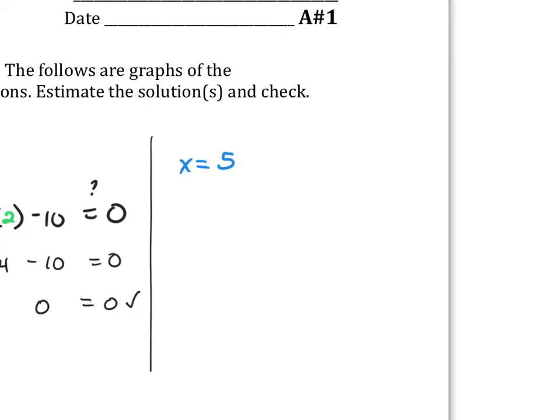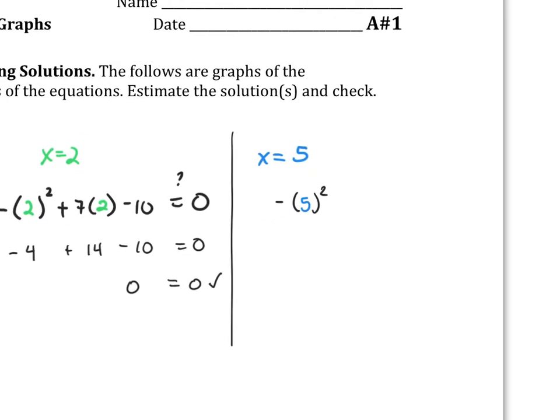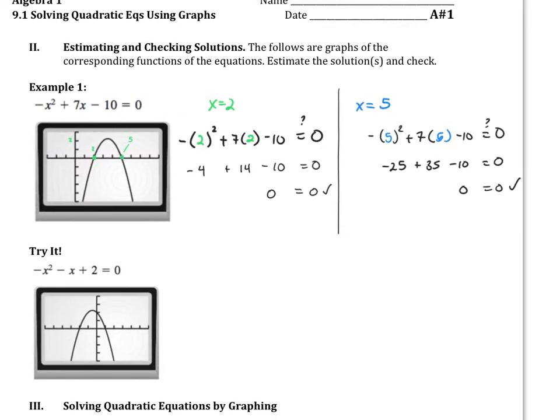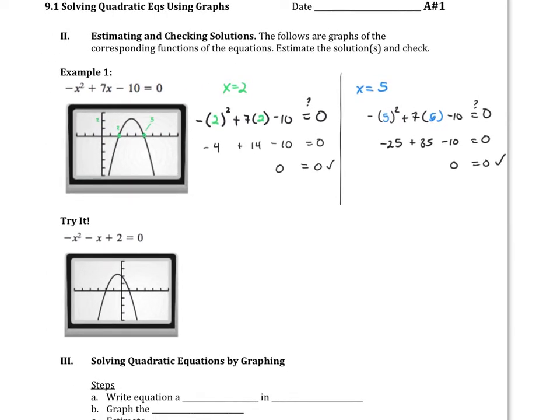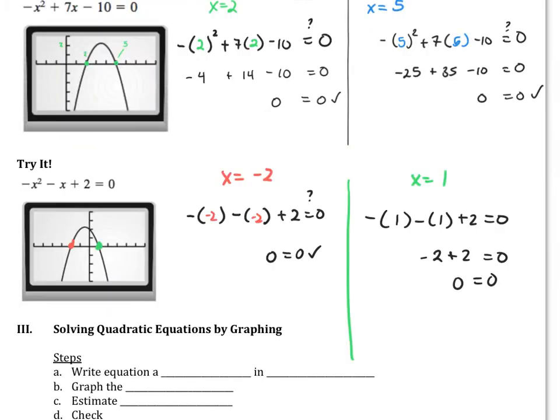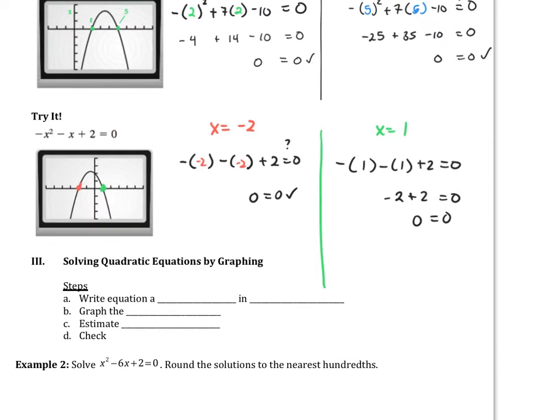Now we're going to do the exact same thing, but this time with a 5 to check this by hand. And no matter what, if you're asked to check it, you should always start off with substituting into the equation like so, squared plus 7 times 5 minus 10 equals 0. This ends up being negative 25 plus 35 minus 10 equals 0. 0 equals 0, and we have a check. All right, take a moment, do the try it. And now we can check our answer here.